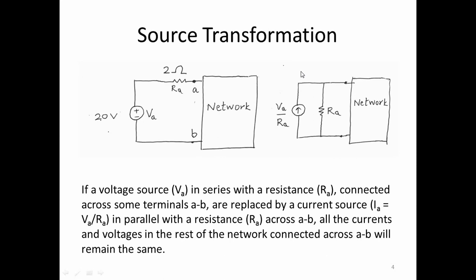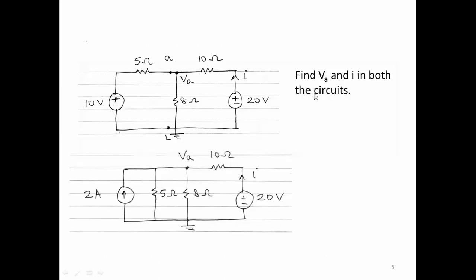So this is source transformation. Let's look at some examples of source transformation. Let us say we have a 10 volt source in series with a 5 ohm resistor connected across this network, 8 ohm, 10 ohm, 20 volts. And if we replace this 10 volts and 5 ohms by a current source, 10 by 5 is 2 amps, in parallel with 5, then everything in this circuit should remain the same.